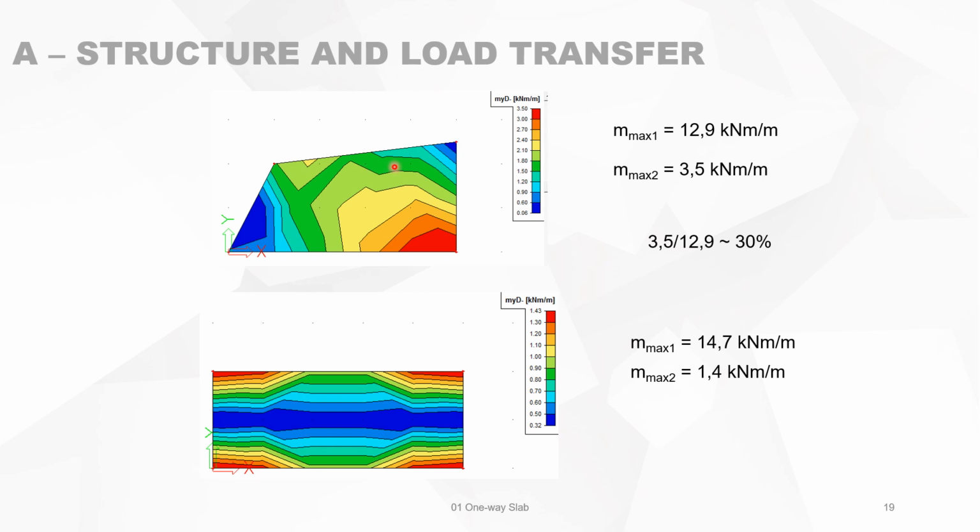If you take the first one with the non-parallel sides, support lines, then you will see that the bending moment in the second direction, in the y direction, is almost 30% of the bending moment in the x direction. When we have a one-way slab, like this one, then we will see that it is only 10%. The bending moment in the y direction is only 10% of the bending moment in the x direction.